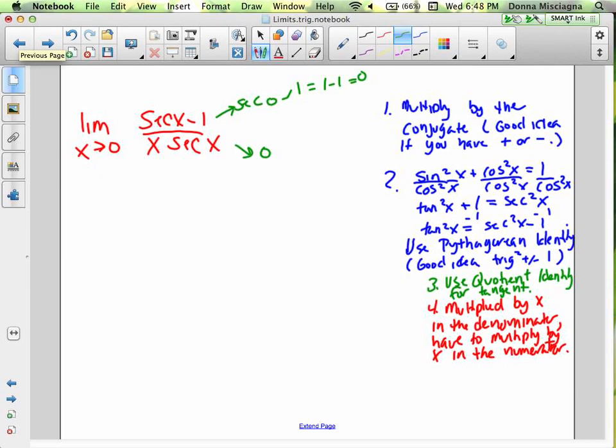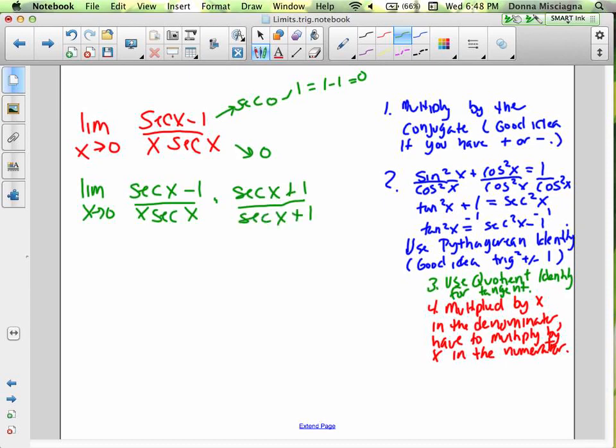So we could try multiplying by the conjugate. It's worth a try when you have a plus or minus. If it gets worse, you can always scrap that plan and try a new plan, as you'll see in the next podcast. All right, so we have the limit as x goes to 0 of secant x minus 1 over x secant x, and then we're multiplying by secant x plus 1 over secant x plus 1. There we go.